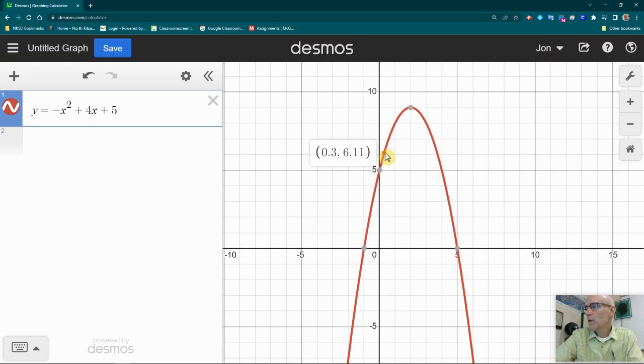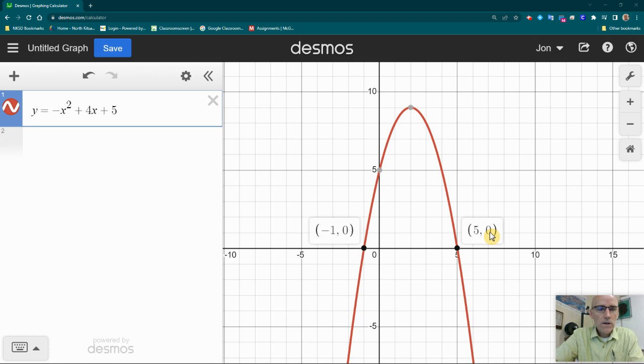When I click on here, it's saying the x value is 0.3 and the y value is 6.11. The x value is -0.42, the y value is 3.144. So really what I'm looking for is this spot right here. The y value is 0 when x is -1. And the y value is 0 when x is equal to 5, right? If x is 5, then the y is 0.